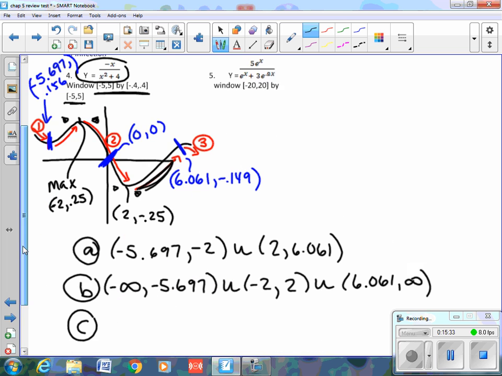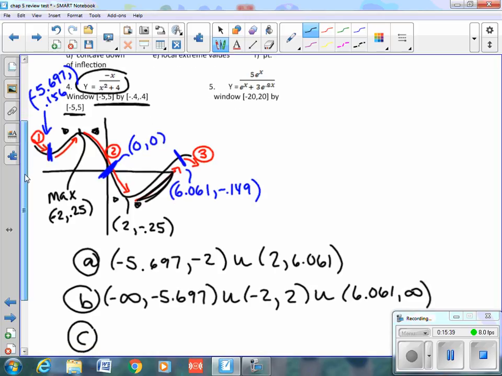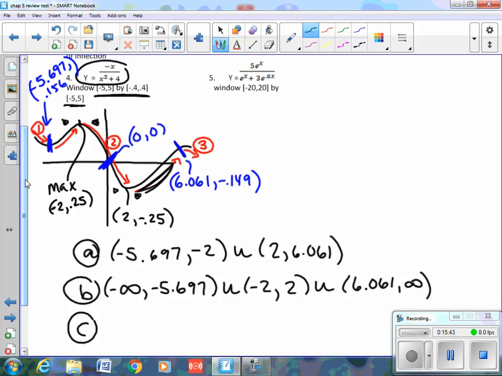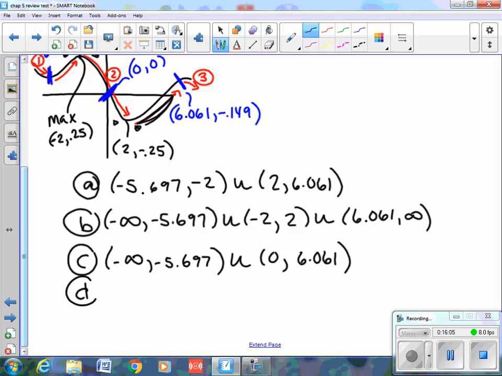Okay, now draw concave up and concave down. See? It's concave up to the point of inflection. So it's concave up to where it starts, the first one. So it's concave up from a negative infinity to a negative 5.697. It's also concave up from 0 to 6.061. So my D part needs to be the other part: a negative 5.697 to 0, union with 6.061 to infinity.